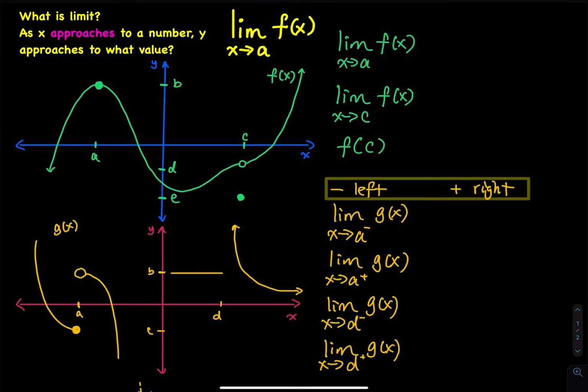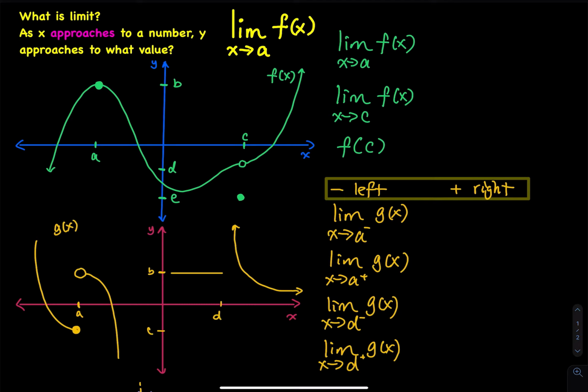Let me use a few graphs to give you a quick introduction to limit. This is probably the easiest and the fastest way to put the concept into your mind. So what is limit? When you are thinking about limit, limit is all about approach. So the keyword is approach. As x approaches a number, y approaches what value?